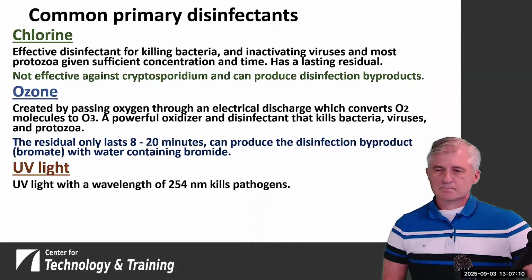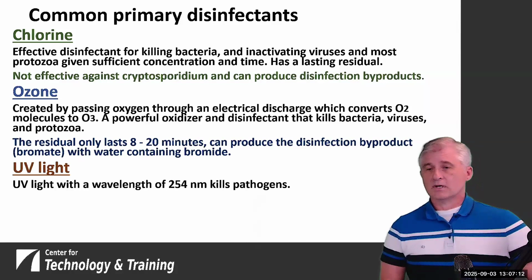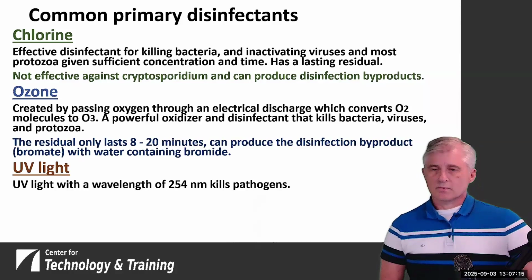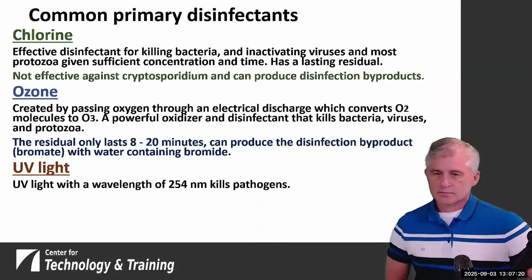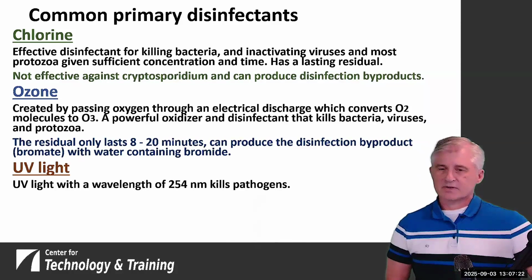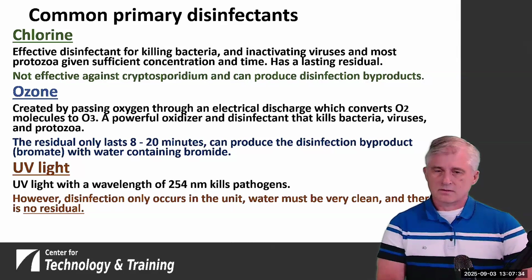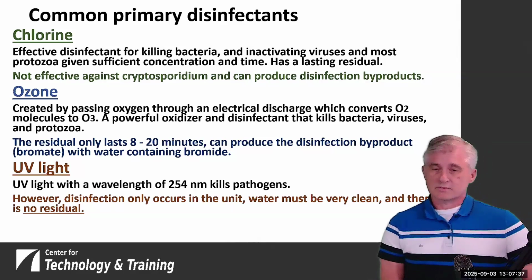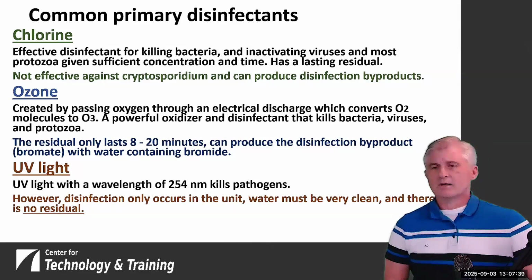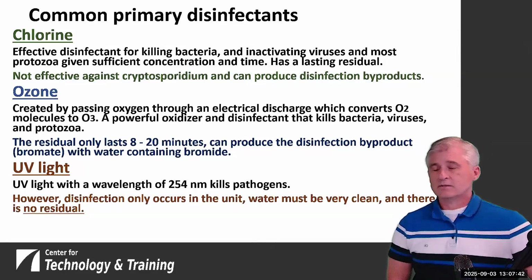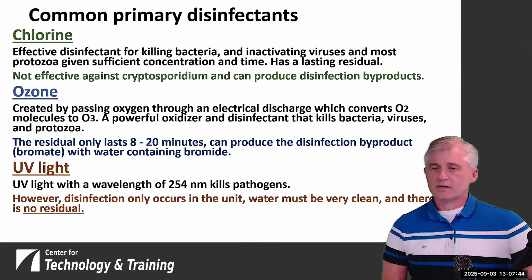And then the third is UV light. UV light is at a wavelength of 254 nanometers. That's effective at killing pathogens. But it has no residual, excuse me. The water in for UV light must be very clean so that the light can penetrate the entire thing.